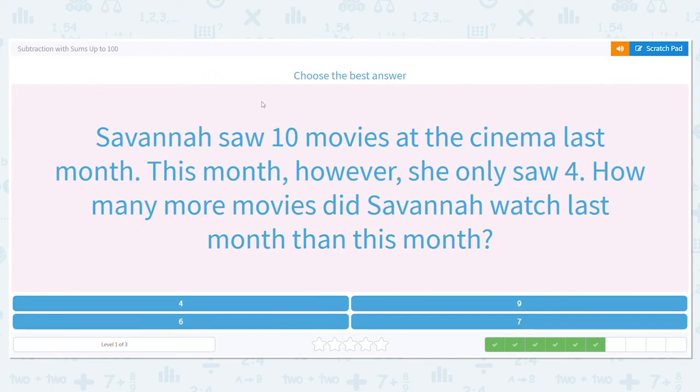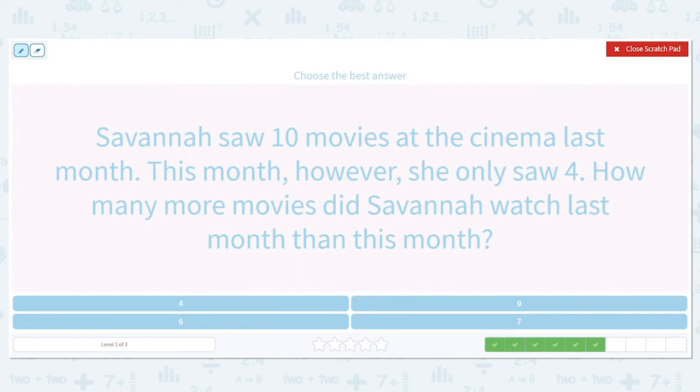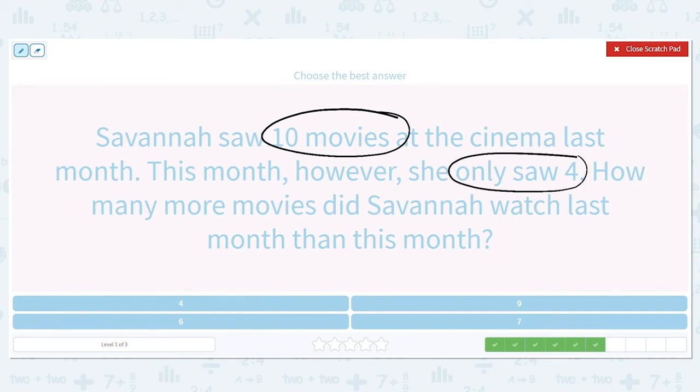Savannah saw 10 movies at the cinema last month. This month, however, she only saw 4. How many more movies did Savannah watch last month than this month? Okay, Savannah saw how many last month? She saw 10 movies. This month, she only saw 4. How many more movies did she watch?